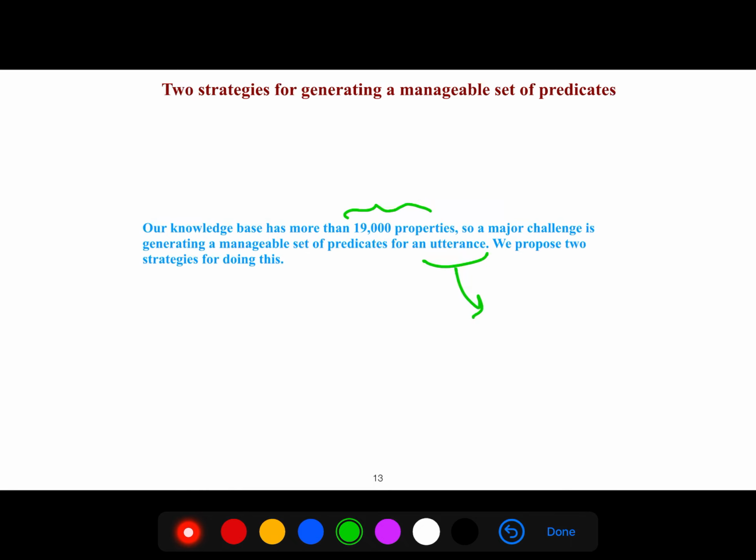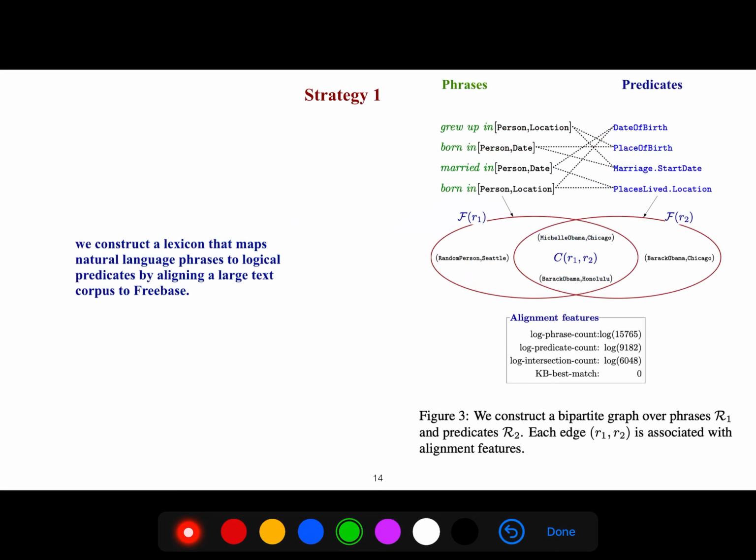Utterance, for example, your expression, your sentence. This is your utterance. So we propose two strategies for doing this. In strategy one, we construct a lexicon that maps natural language phrases to logical predicates by aligning along a large text corpus. So you see an example.